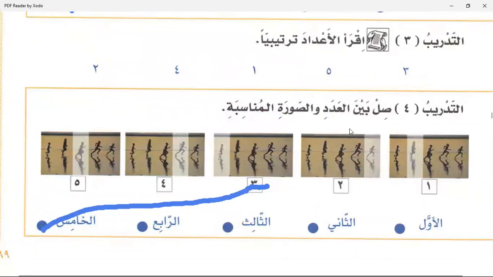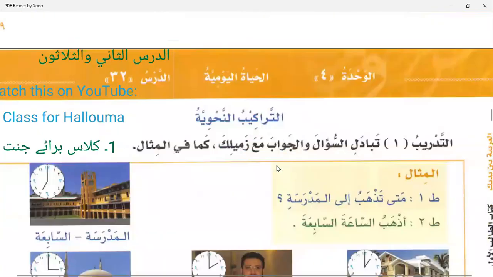At-tadrib ar-rabi': sil bayna al-'adad wa-as-sura al-munasiba. He's asking us to join the number with the appropriate picture. So you'll just join them with the picture. Here you see the fifth one is highlighted, so you'll join the fifth position with Al-Khamis. Here you will see the fourth position is highlighted, so you will join the fourth position with ar-rabi'. In this way you will join them and submit it to Google Classroom.